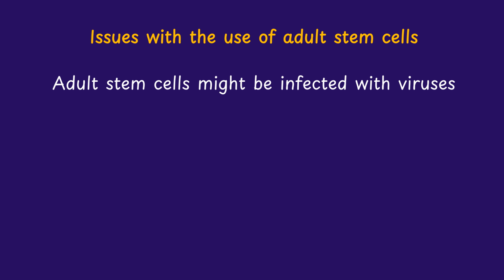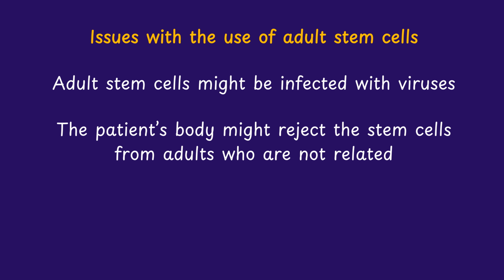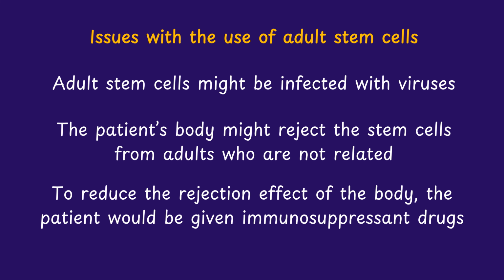Issues with the use of adult stem cells. Adult stem cells might be infected with viruses, and this could be passed on to the patient. The patient's body might reject the stem cells from adults who are not related. To reduce the rejection effect of the body, the patient would be given immunosuppressant drugs, and this could make the patient more vulnerable to infections.